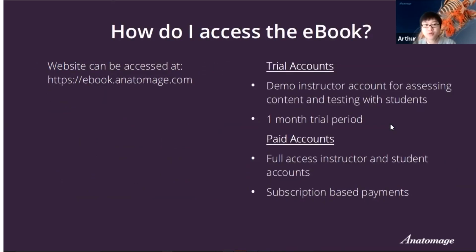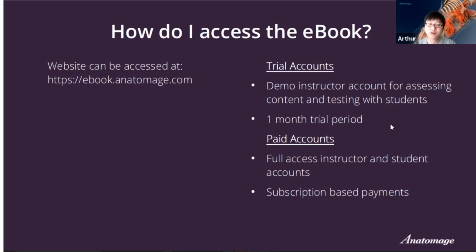All right, so how do you access the ebook? The ebook can be accessed from our website, ebook.anatomage.com. When you go to that website, you'll hit the landing page, which will allow you to log in to the ebook. For those of you who don't have an account, you can go ahead and request a trial account from us. The trial account lasts for 1 month, and it gives you a demo instructor account with up to 5 students that you can assign to your classes.